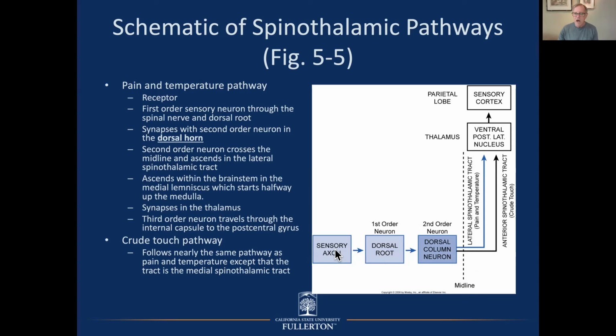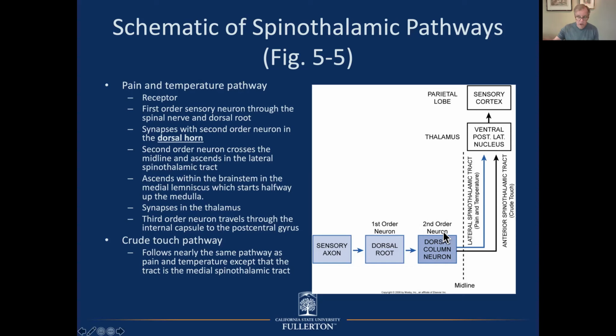Here's the sensory axon, a dorsal root, a dorsal column. It just kind of gets into the dorsal column, although nothing really happens there. It may go up just a little bit or down just a little bit, and then it forms its synapse in the dorsal horn. And that's why this says second order neuron.